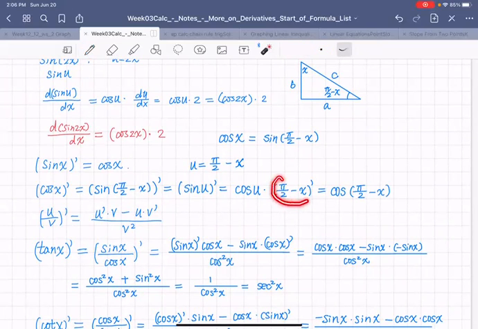Now what is this guy's derivative? The derivative of a constant is 0. This guy's derivative is how much? That should be -1 only. Very good.